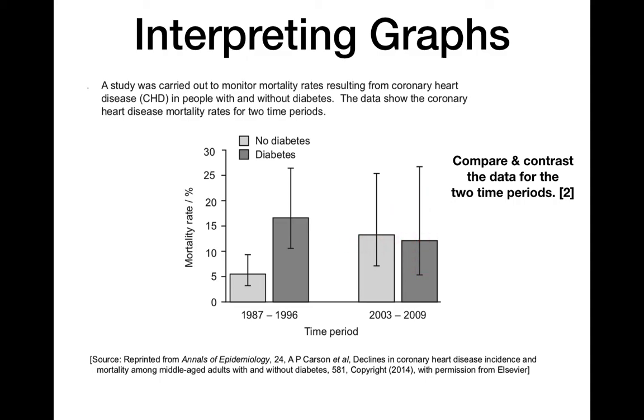I should talk about both those things. Compare and contrast always means things are the same and things are different. Okay, so you notice here that no diabetes actually is higher than without diabetes, so no diabetes here at the different time periods.